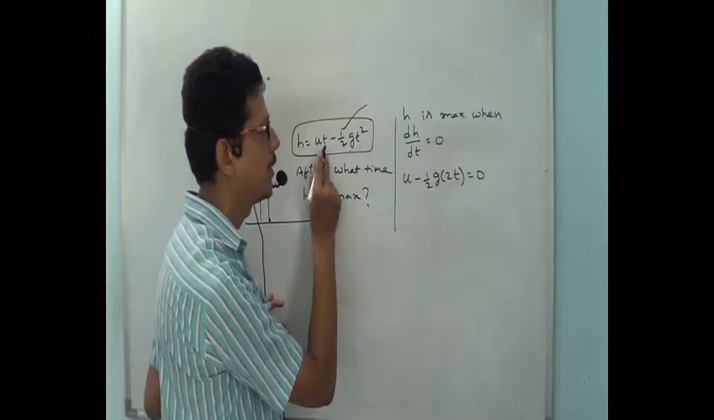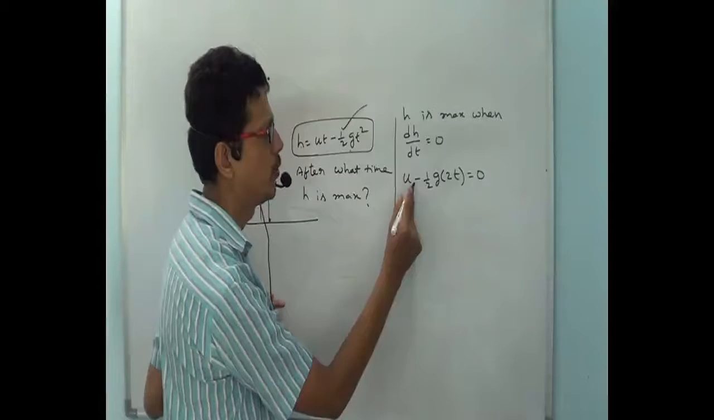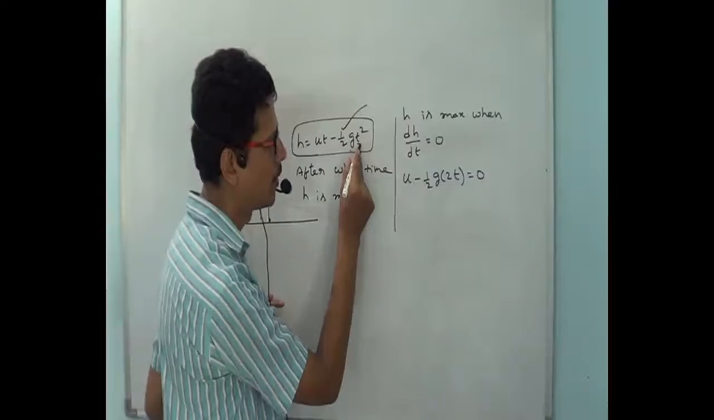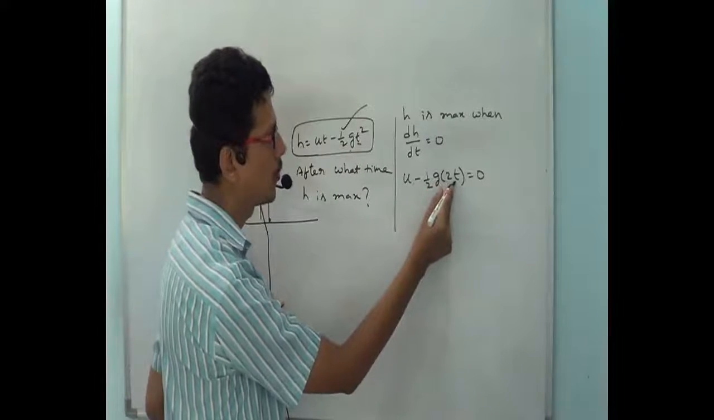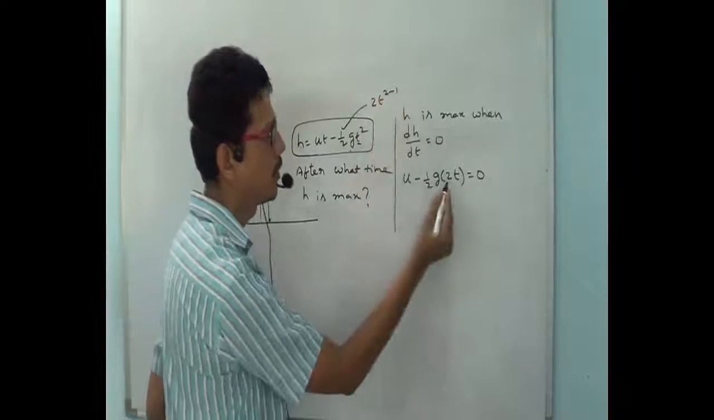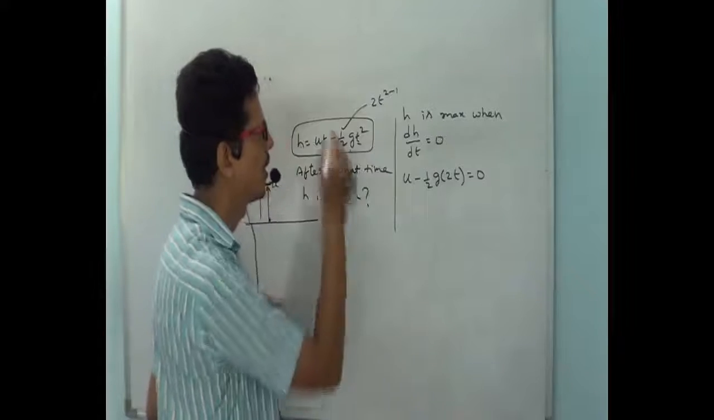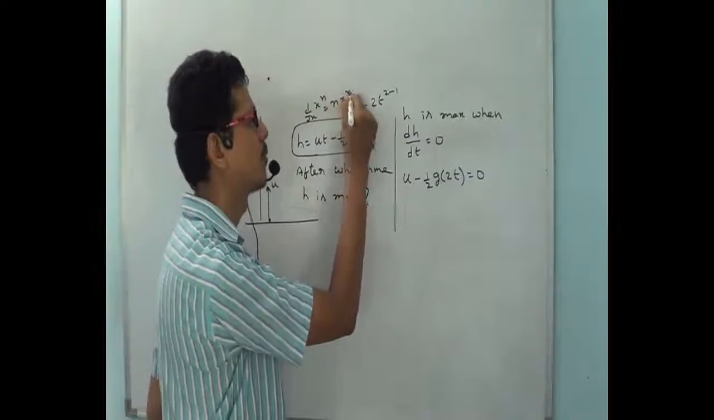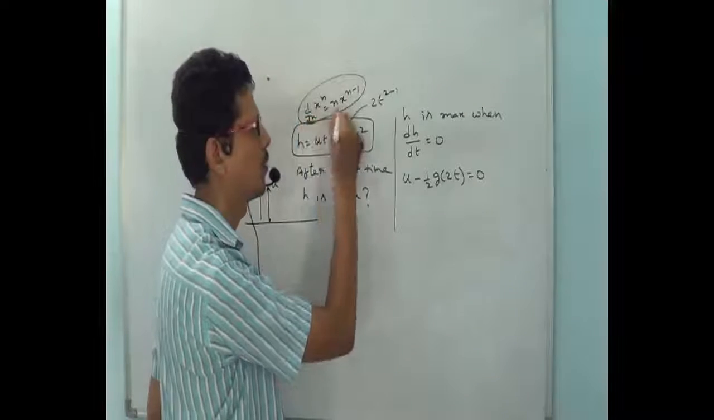U into dt by dt is 1. And what is the derivative of t square? 2 into t power 2 minus 1, 2t, na? Okay. What is the derivative of x power n with respect to x? N into x power n minus 1. That is the formula. Very important formula.